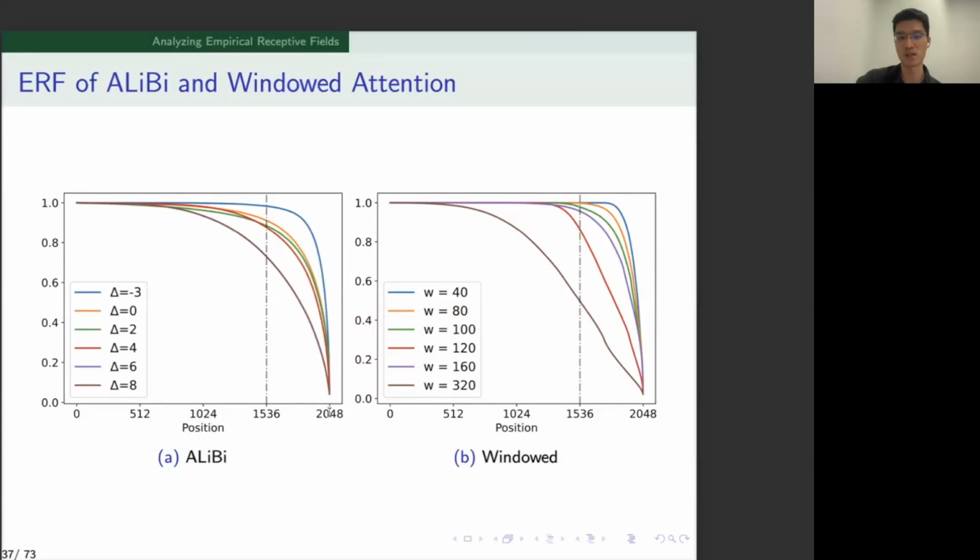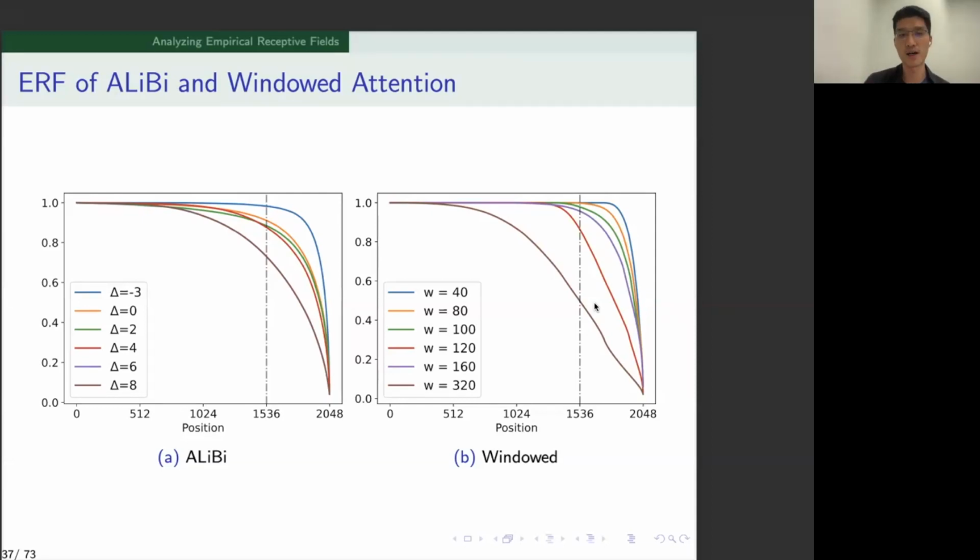Question. The y-axis is the gradient norm. The cumulative gradient. Because I normalize it, if the y-axis is 1.0, then that's 100% of all the normalized gradient together. Got it. And can you remind us what W and delta were?